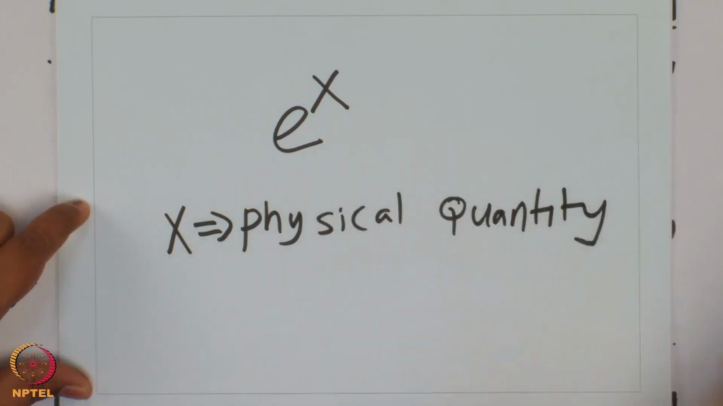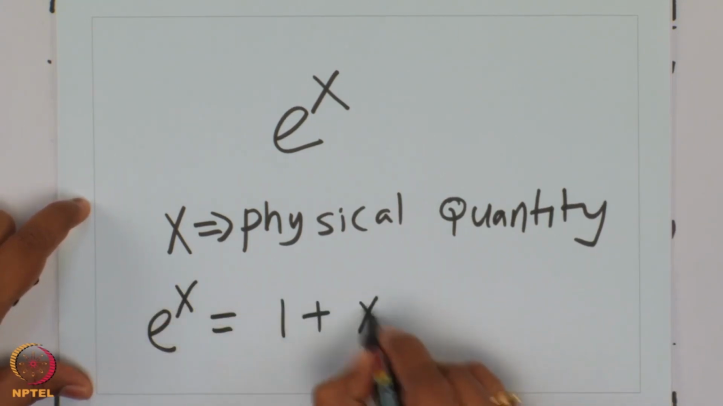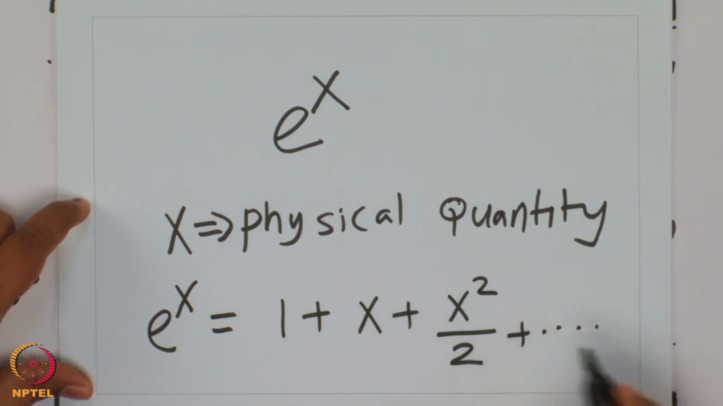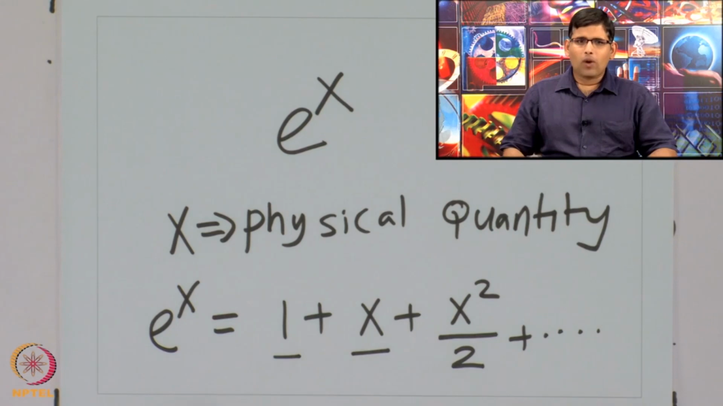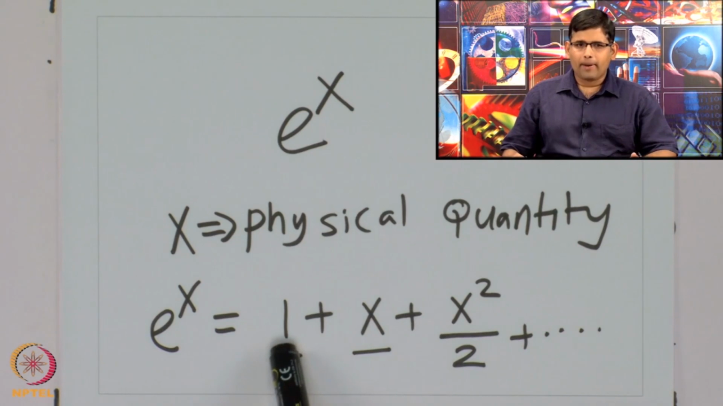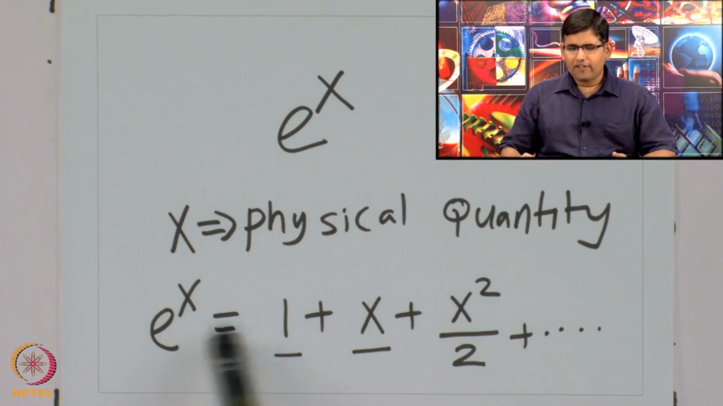But if you look at this expansion here, e power x is 1 plus x plus x square divided by 2 plus dot dot dot. So one fundamental physical rule is that when you add two quantities, here you are adding 1 and x, they should have the same dimension. 1 is a number which has no dimension. Therefore x also should not have any dimension in this definition of e power x.